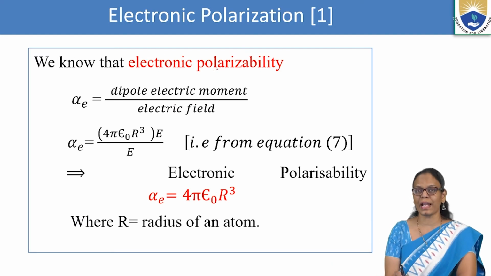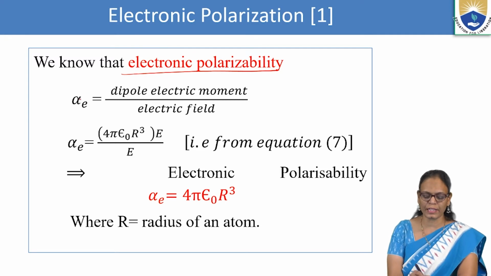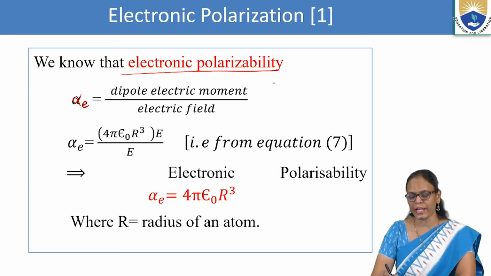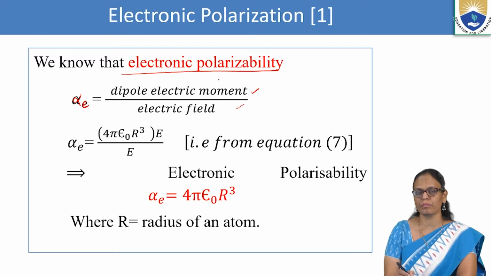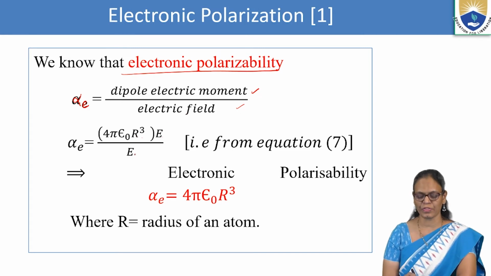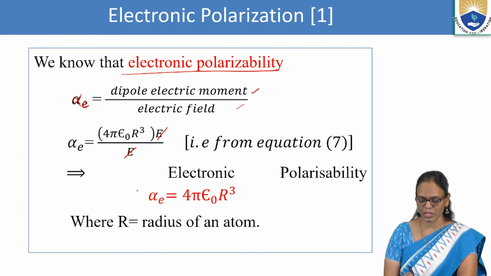Now we are going to write the expression for electronic polarizability. Electronic polarizability is denoted by alpha e. Alpha generally represents the polarizability and the suffix e represents that it is due to electronic polarization. So it is the electric dipole moment upon electric field. What is the net dipole moment? We got 4 pi epsilon naught r cube into E, divided by the electric field E. So E and E will get cancelled and you have alpha e is equal to 4 pi epsilon naught r cube.